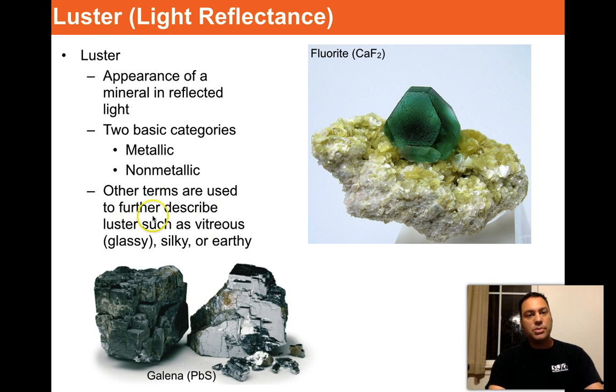Other terms are used to further describe luster, such as vitreous. Vitreous is just a fancy way of saying glassy. Silky, talc can be silky, or earthy. Talc can also be earthy. Talc is another mineral that we see used in baby powder, for example. All right, so the way that it reflects light is an important property of minerals. It helps us to identify them on the spot.